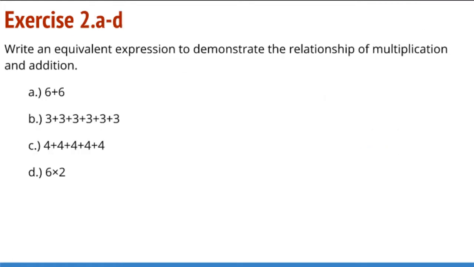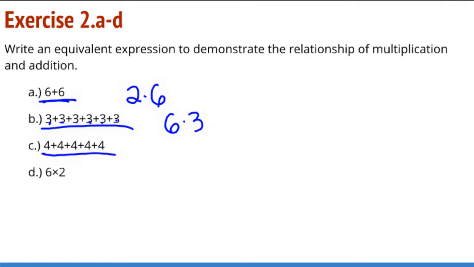Exercise 2 here. They've given us some expressions, and they would like us to write an equivalent expression. So they gave us addition here, and they'd like us to write multiplication. So we've got 6 plus 6, and they'd like us to represent that as multiplication. And my brain keeps screaming to me, hey, it's 2 groups of 6. So here we're adding a bunch of 3's together. 1, 2, 3, 4, 5, 6 of them. So I've got 6 of 3. Here we've got some 4's. 1, 2, 3, 4, 5. So we've got 5 groups of 4.